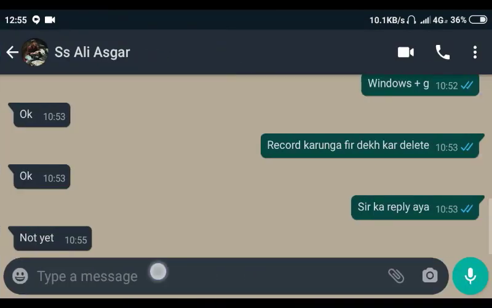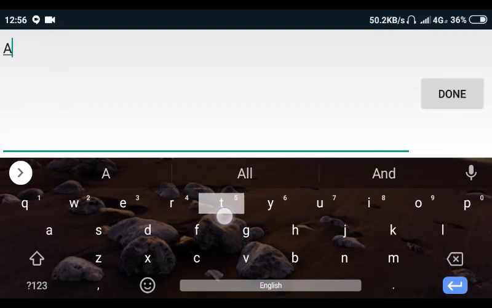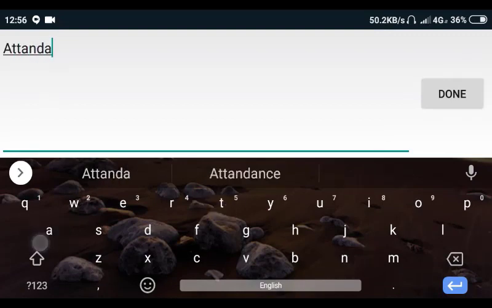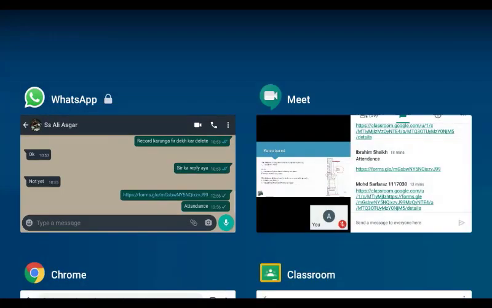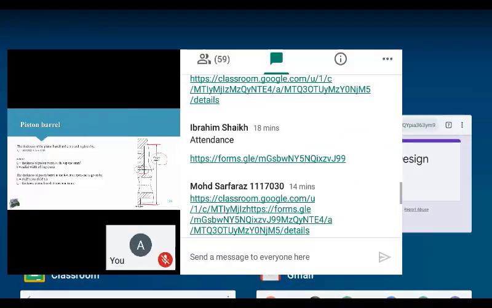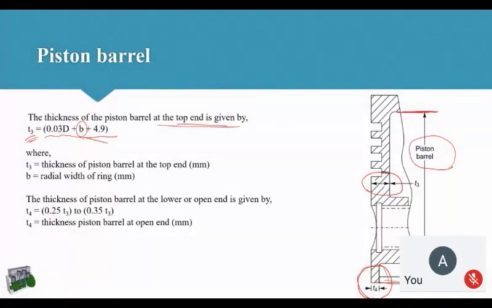This is calculated by the empirical formula T3 equals 0.003D plus B plus 4.9. Mind you, B is the radial thickness of the ring. Then the thickness of the barrel at the lowermost portion, T4, is calculated as 25% to 35% of the T3 thickness. So this way, the dimensions of the barrel are calculated.